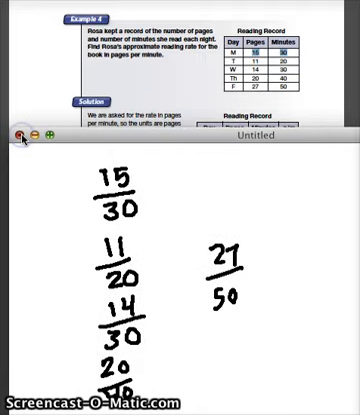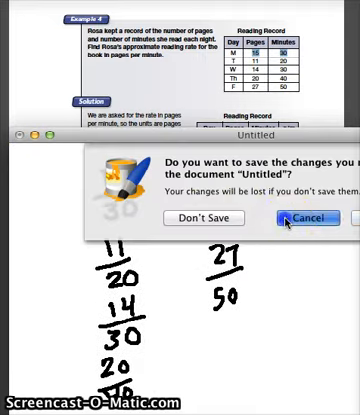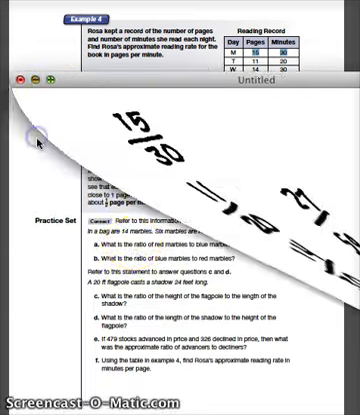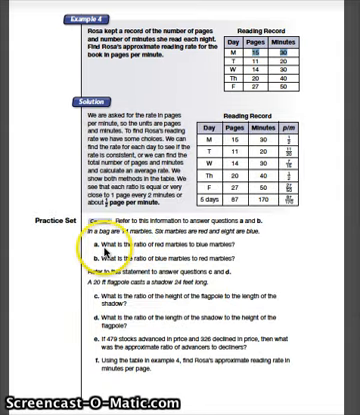Okay, guys, now it's your turn. What I want you to do is the practice set A through F. You can work with someone else. I also encourage you to play this video again to see how to build a ratio. But you need to do A through F. Make sure you read the information. It says refer to this information that answers questions A and B.